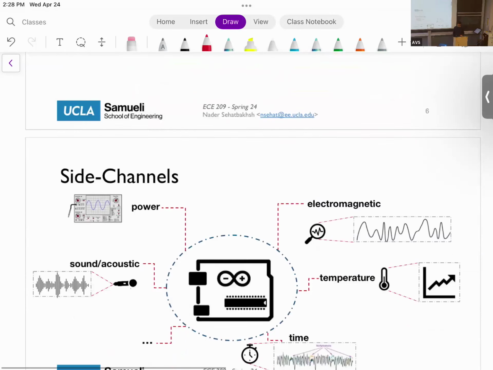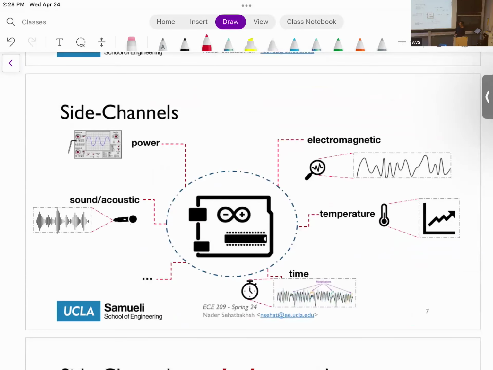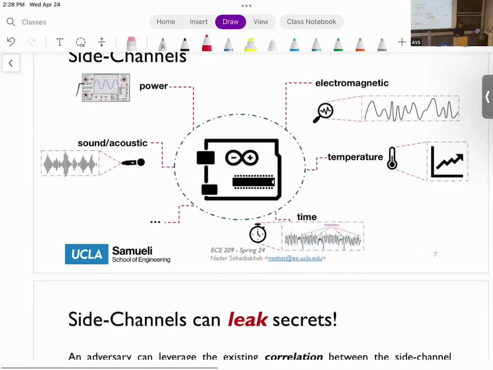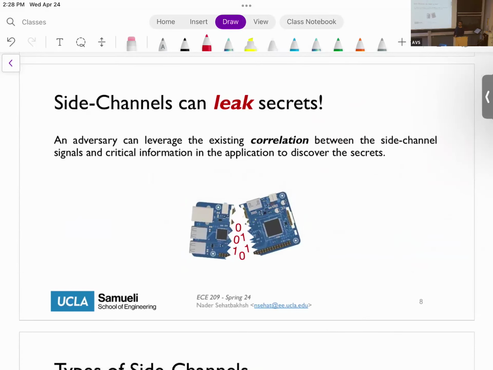So what is a side channel? Most of you know this already, but generally side channels refer to any signal that is created as a result of computation, okay? Power consumption, sound, time, temperature, electromagnetics, and so on and so forth, all are side channels. The big deal about side channels is that if I can measure some signals from the device, I might be able to understand something about the device. I can find the particular data that's being executed or the code that is being run.